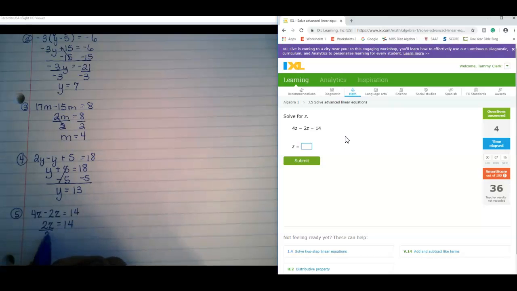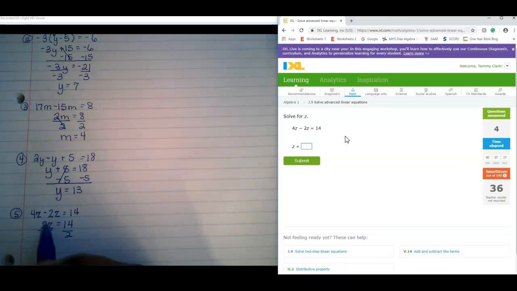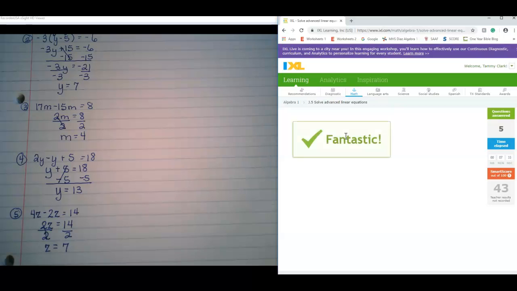We're going to apply the division property of equality. That's a new term you haven't heard. It just means what you do to one side, you do to the other. 2z divided by 2 leaves us with 1z. 14 divided by 2 leaves us with 7. So z is 7.